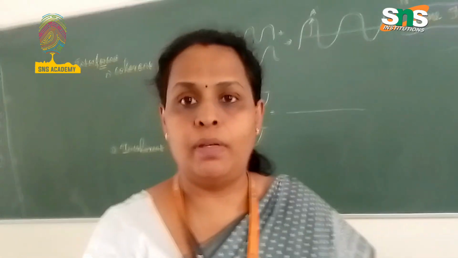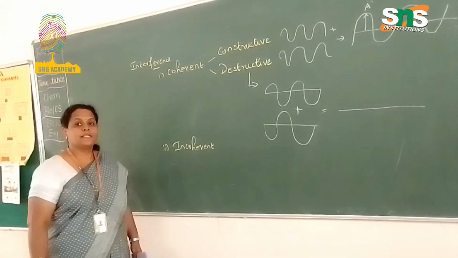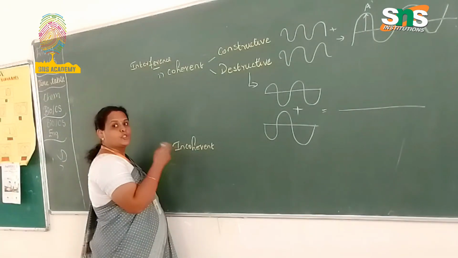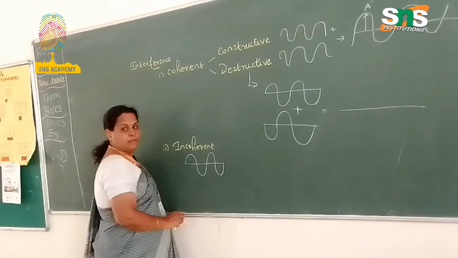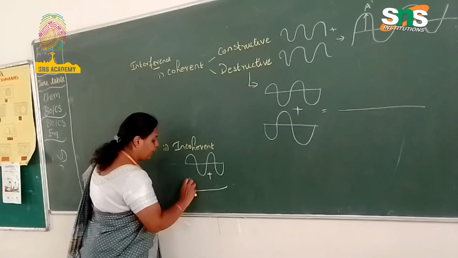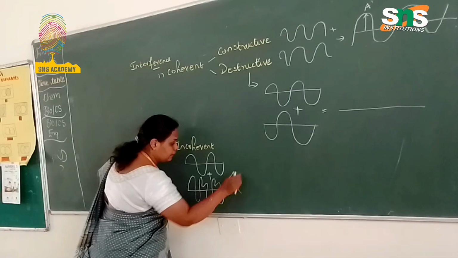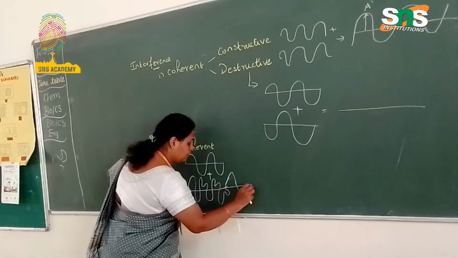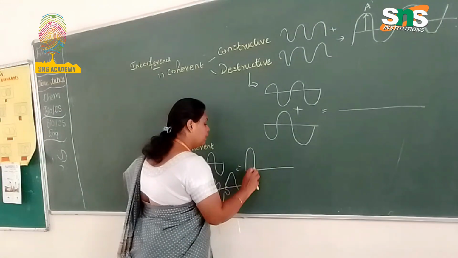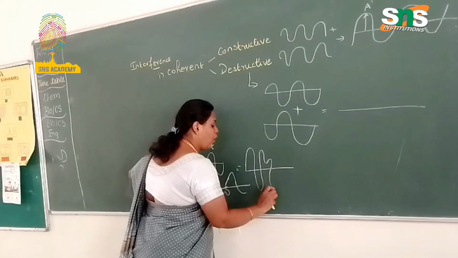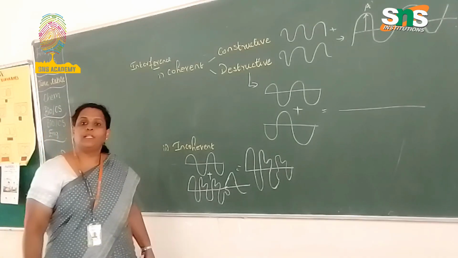So what about an incoherent wave? How will an incoherent wave look? For incoherent interference to happen, as told, there should be a minimum of two waves. Here a wave like this will be added with a wave like this. So your resultant wave will not be of the same kind. It will have varying amplitudes and so on. So this is a kind of incoherent wave.